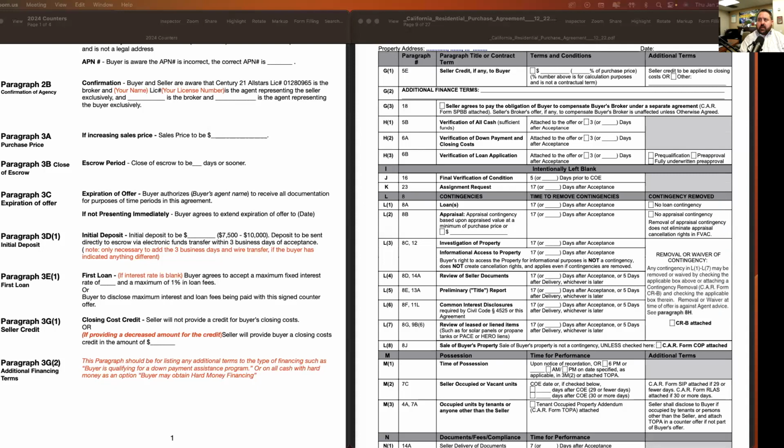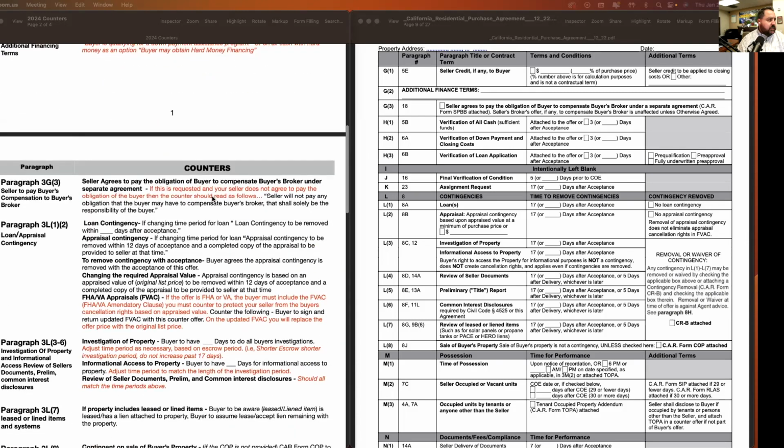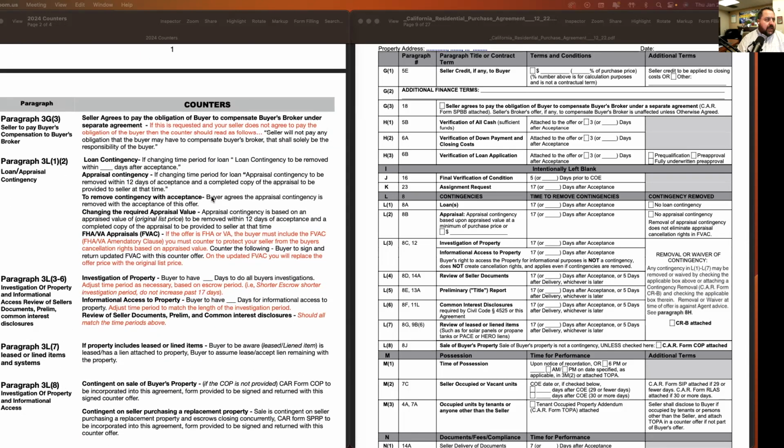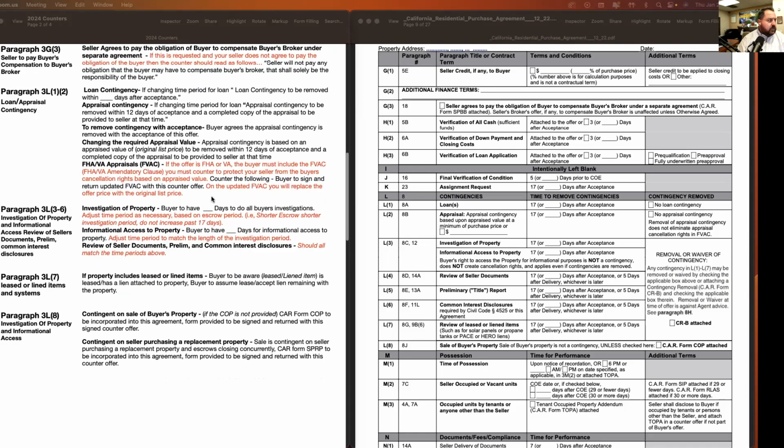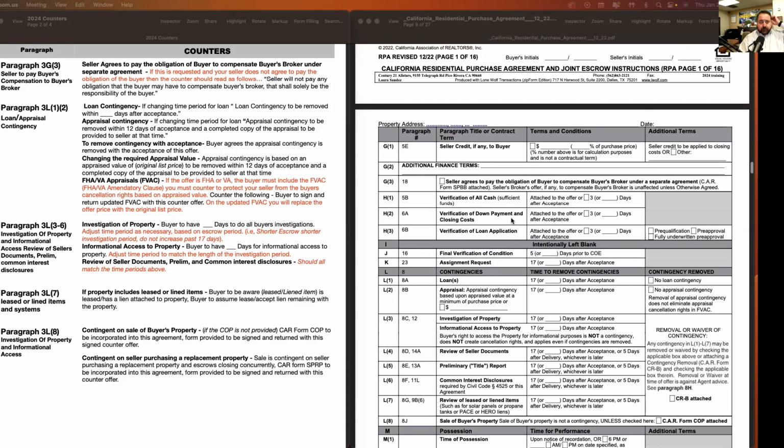All right. And you guys should be looking at the RPA and the counters. And I think we had just looked at, if I'm not mistaken, the loan and the appraisal contingency. Is that correct? Do you guys remember from last week? I think that's where we left off, but I'm going to back up just a little bit to make sure I don't miss anything. Okay, so credits.